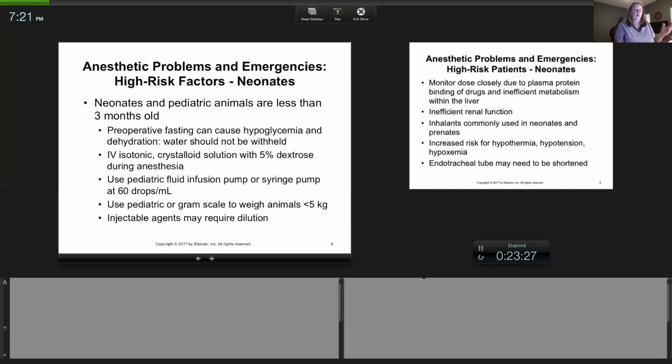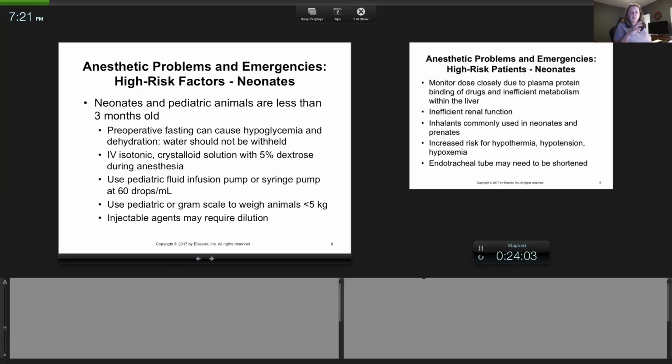So one thing is pre-op fasting. These guys are younger, so they're prone to hypoglycemia. I want you to be able to tell me at least 2 considerations for every category I'm going to go over. So I'm worried about fasting. Usually we do not withhold food, and normally we don't pull water until that morning. So normally they can have water up until that morning.